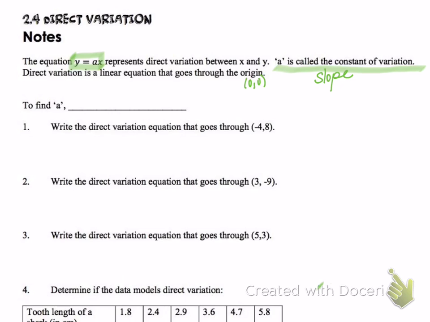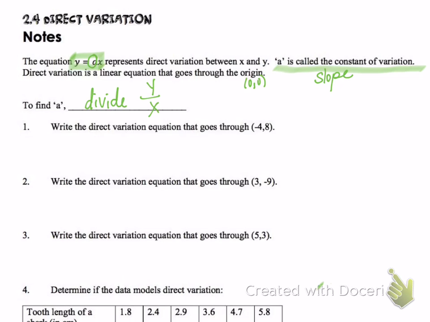So to find your value a, like if I were solving for this a value, I'm going to divide each side by x. So I'm going to divide y over x. So a is always equal to y over x. And that is my constant of variation.